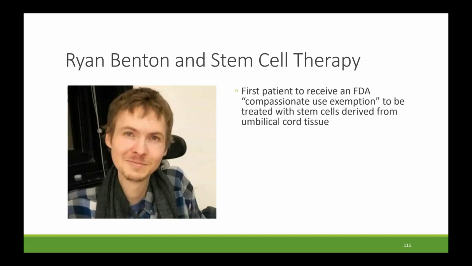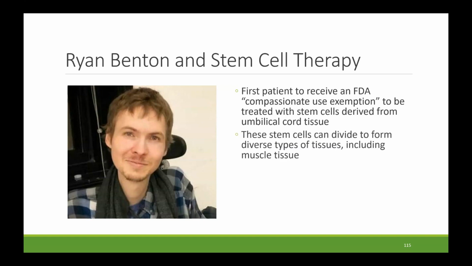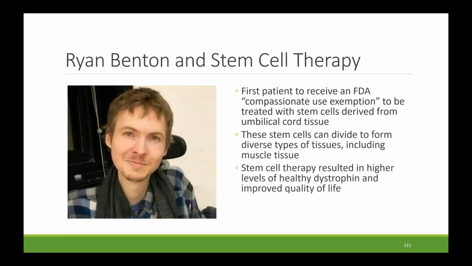So Ryan received infusions of stem cells that were derived from umbilical cord tissue. These stem cells lack the DMD mutation, and stem cells are able to divide into many different types of tissues, including muscle tissue. And tests showed that the stem cell therapy resulted in higher levels of healthy dystrophin and an improved quality of life for Ryan.